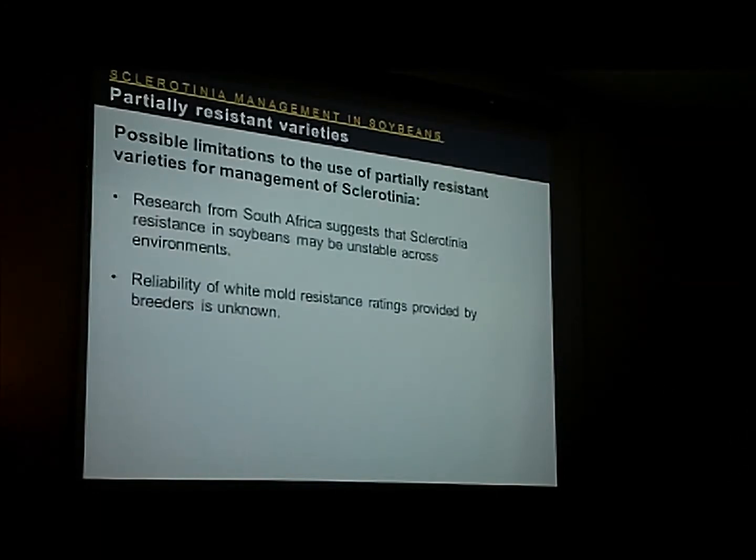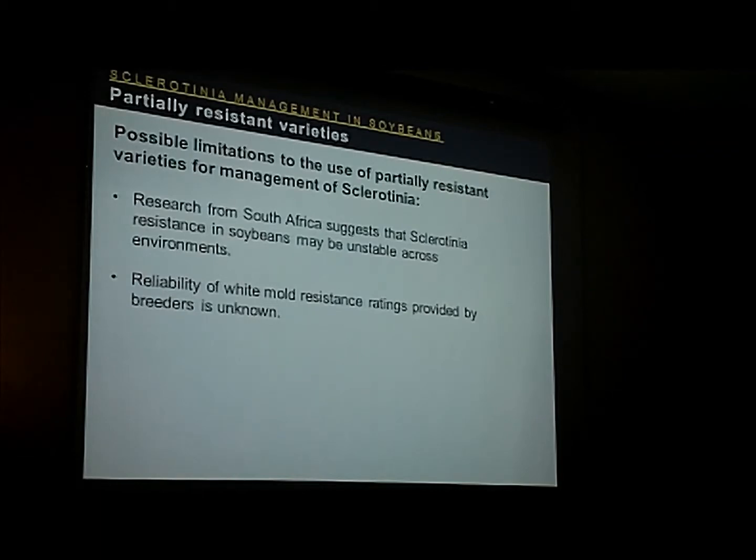But basically, what I want to stress is that this is not necessarily a silver bullet here. Research from South Africa indicates that the stability of partial resistance to sclerotinia in soybean varieties, basically the performance of these varieties in terms of resistance to sclerotinia, can be variable across environments. So a variety that's highly resistant in one environment may not be in another environment. We haven't validated that. It's been an observation from a team from South Africa. No one's validated that. And then our other liability is here, how do we know what variety is resistant?